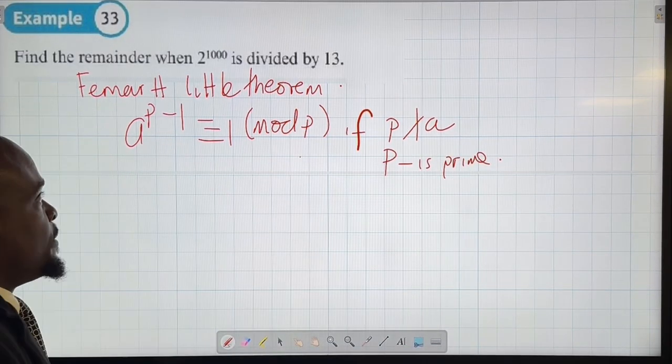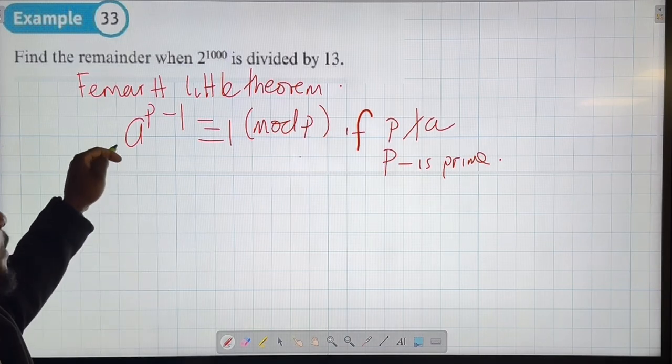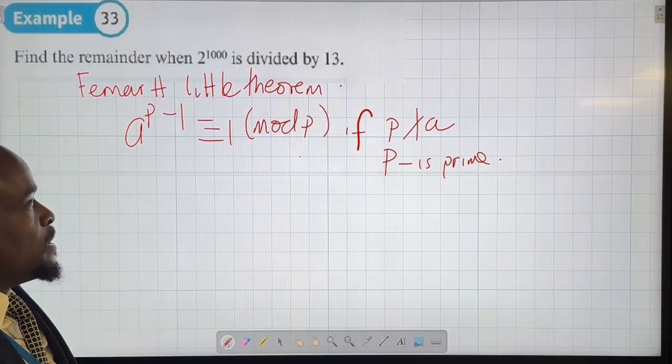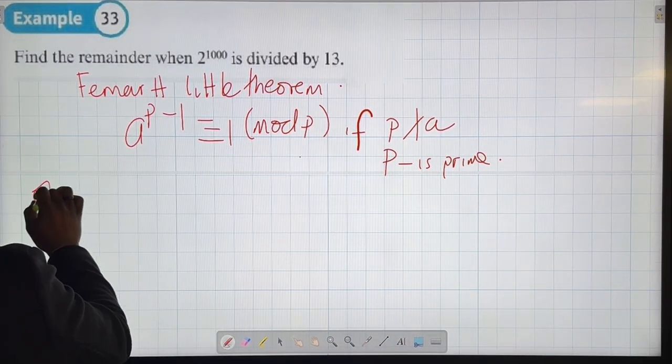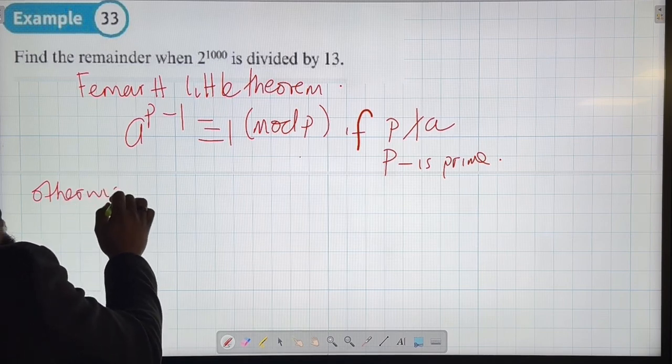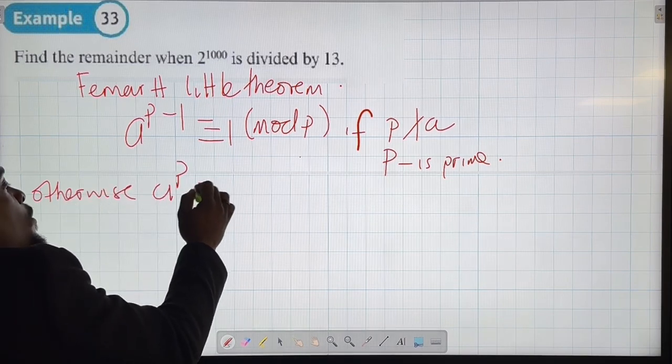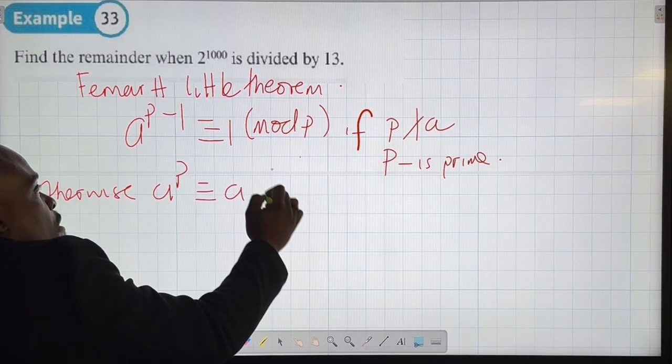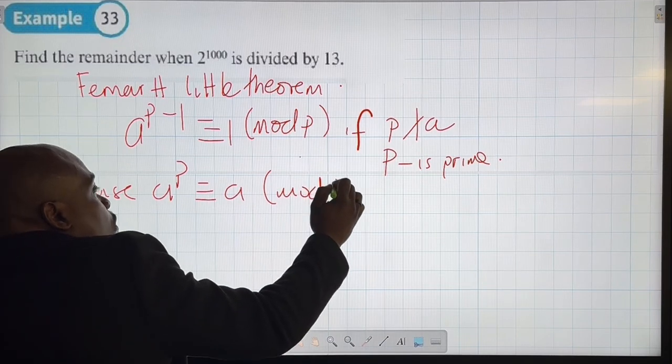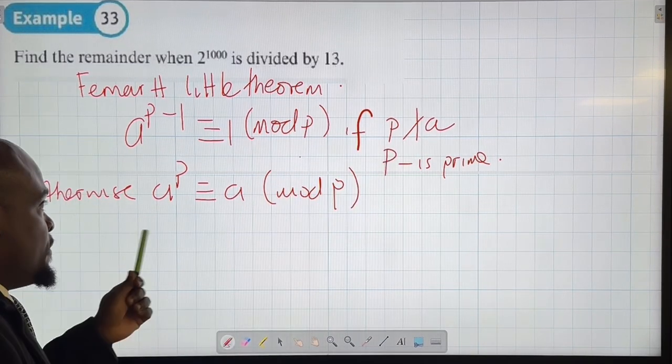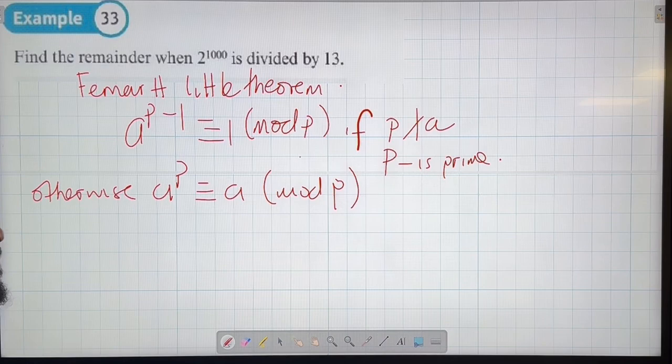So that's exactly what we have here. Otherwise, it will be a to the power of p congruent to a in mod p for any other integer a in this case.